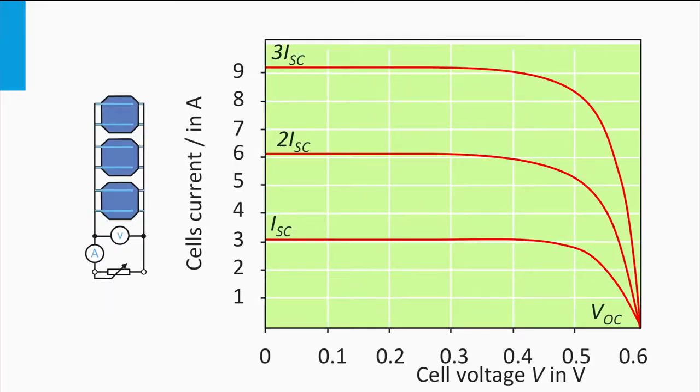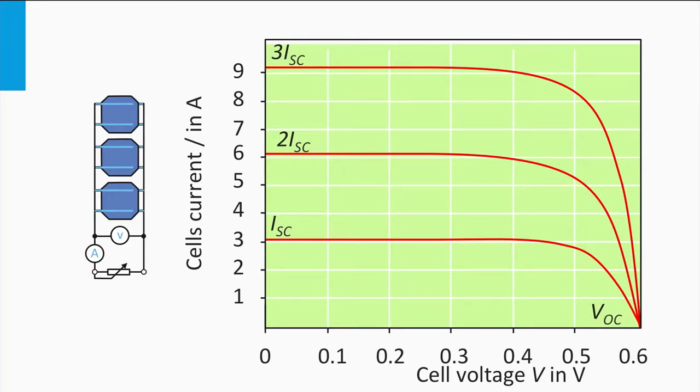A second way of connecting the solar cell is in parallel. Here you see 3 solar cells connected in parallel. The IV curve shown is that of a single solar cell. Parallel connection means that the voltage is the same over all solar cells. However, the currents of the solar cells add up.